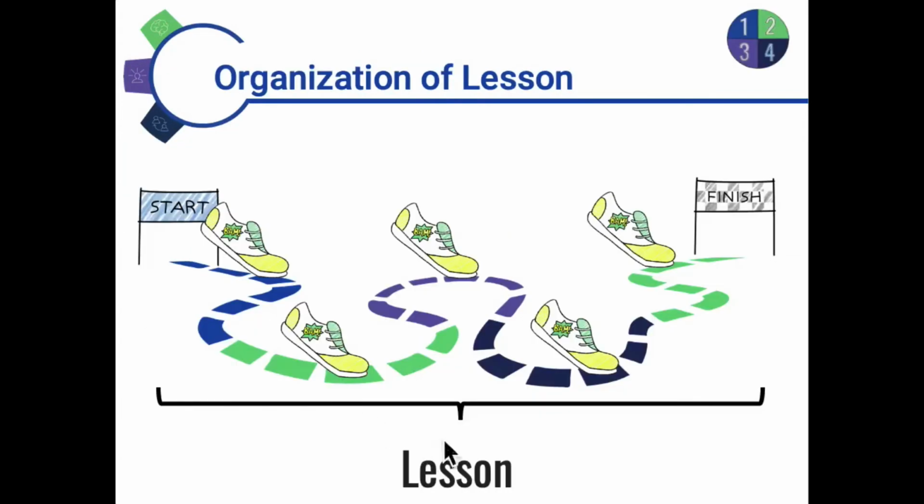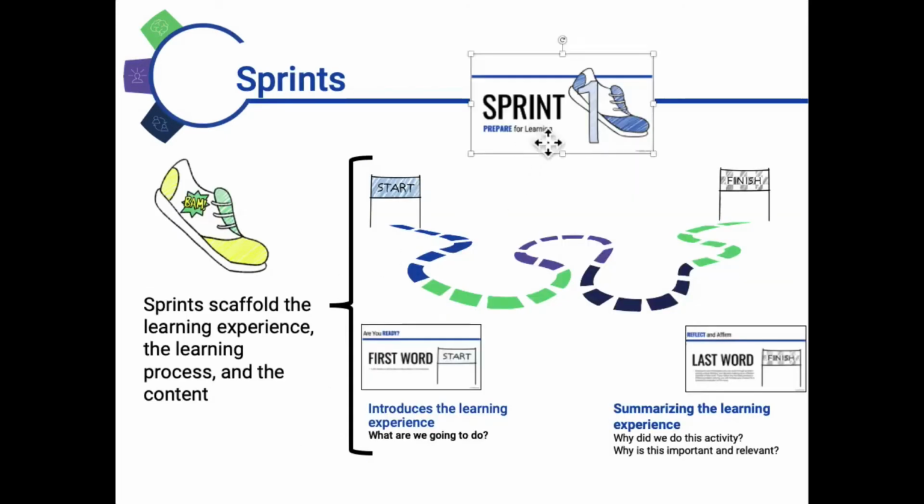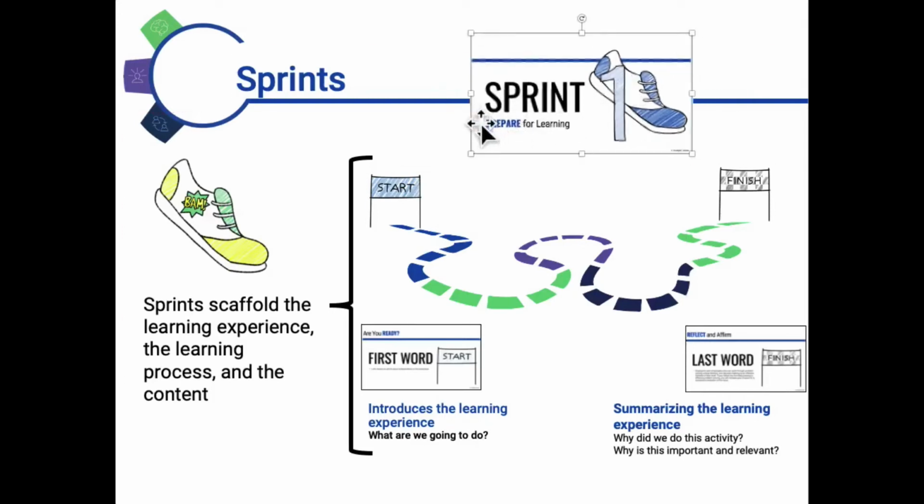So, a slide deck takes a lesson and divides it down into mini sprints. And then when you look at your slide sorter view, you will see those individual sprints organized and sequenced out. Now, let's talk about the sprints. Notice that here's sprint 1. Here's the very first slide in sprint 1. You'll notice that it says prepare for learning. High on imagery, low on words. An emphasis on what the learner is seeing, saying, and doing, which in this case is prepare.